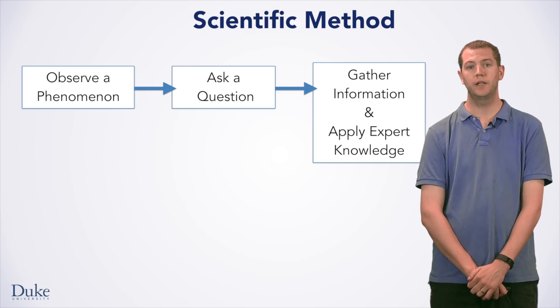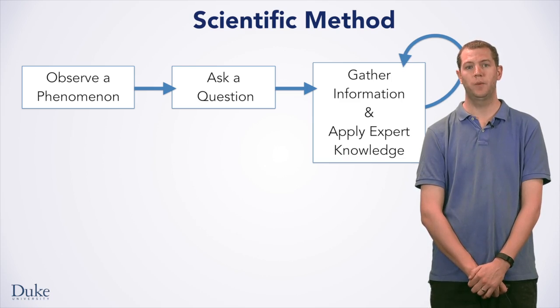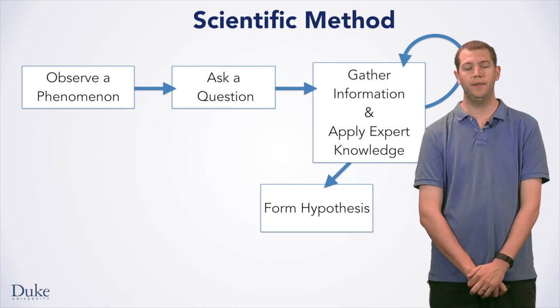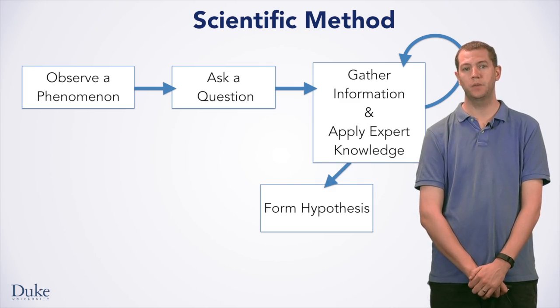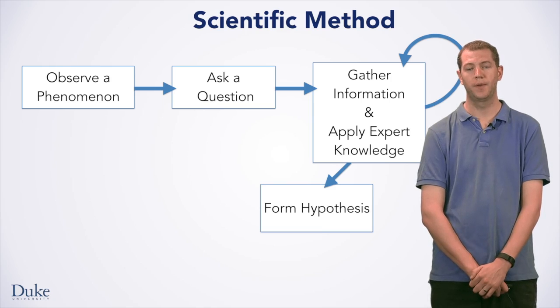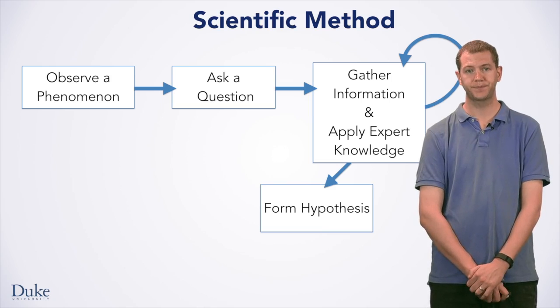This step is an iterative process. As you gather information, you're going to realize other information you want to gather and other things you want to think about. You keep doing this step until you're ready to form a hypothesis. When you form a hypothesis, you're going to make some statement which predicts behavior about your program. I think that when my program does this, the following happens.